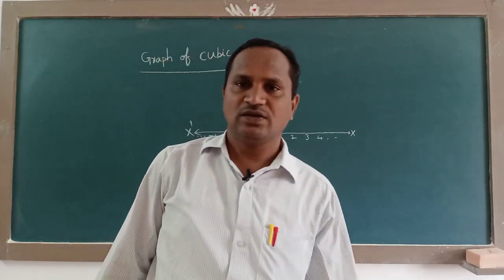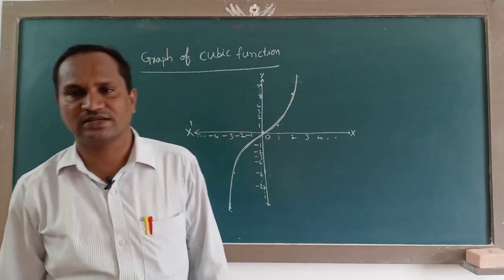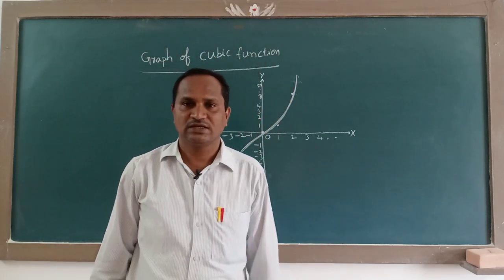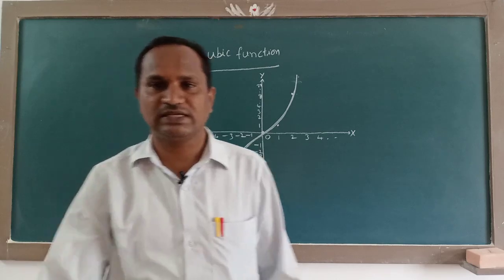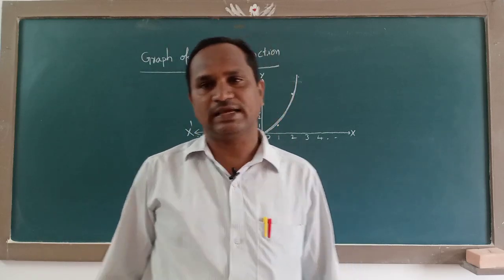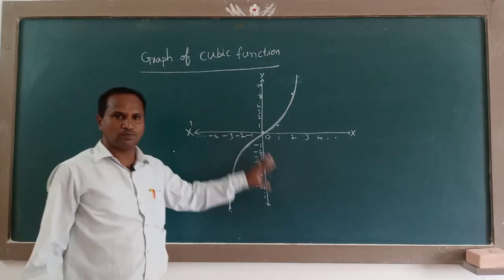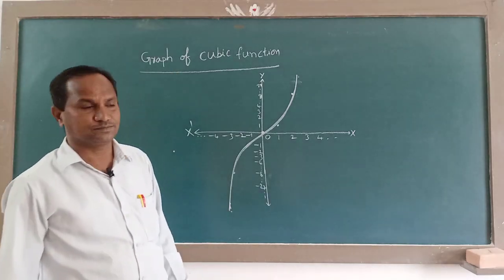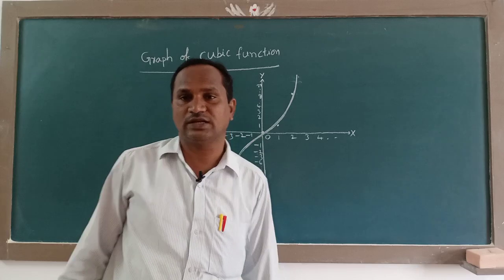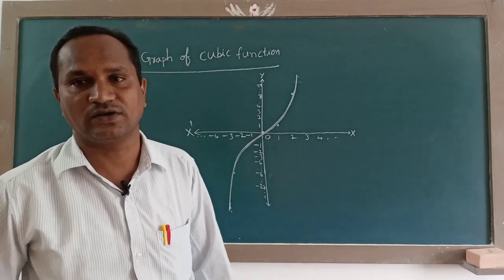Before this I gave the graph of the square function. In the case of the square function, we have a U shape that is always symmetric to the y-axis. This is the cubic function graph. Next, we are going to discuss another function.